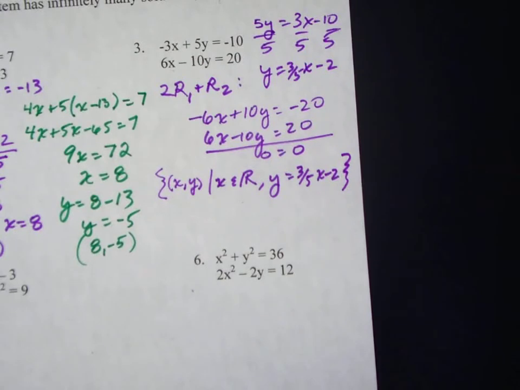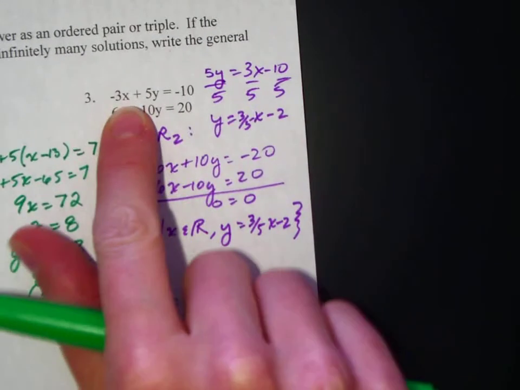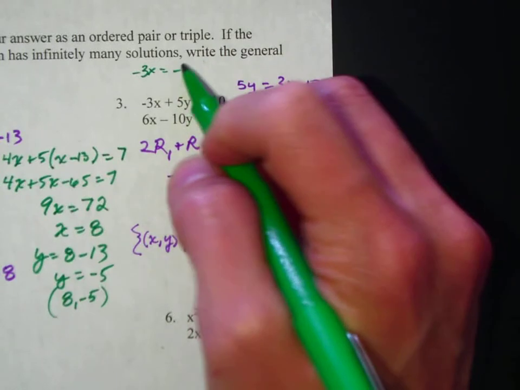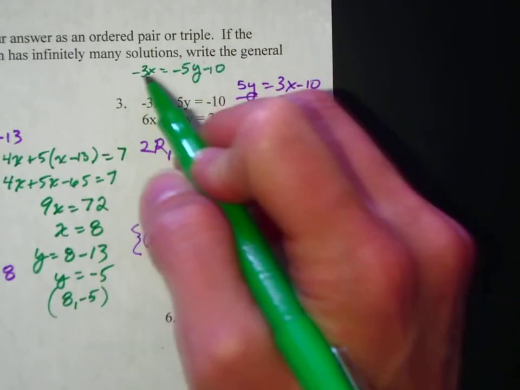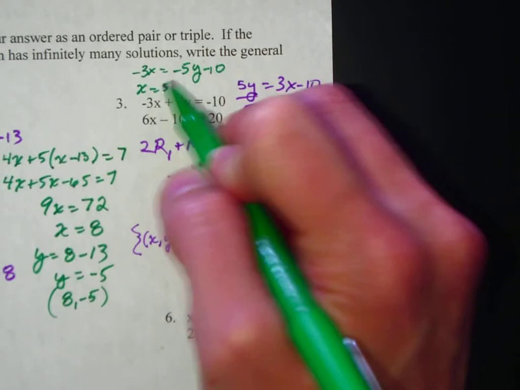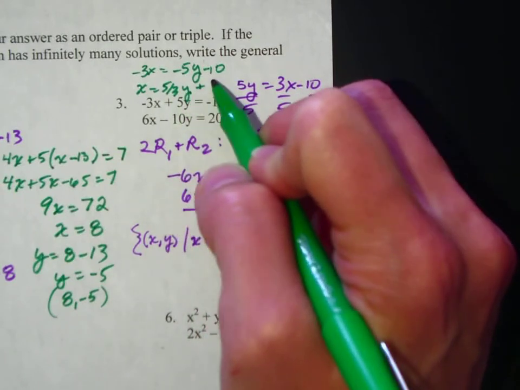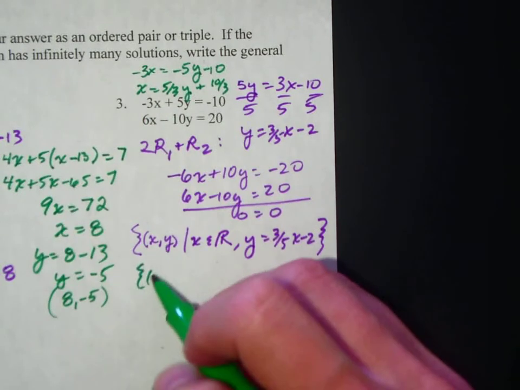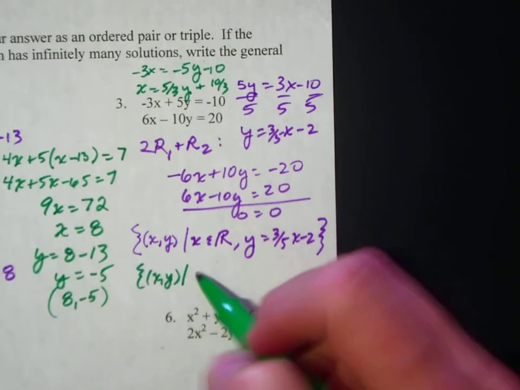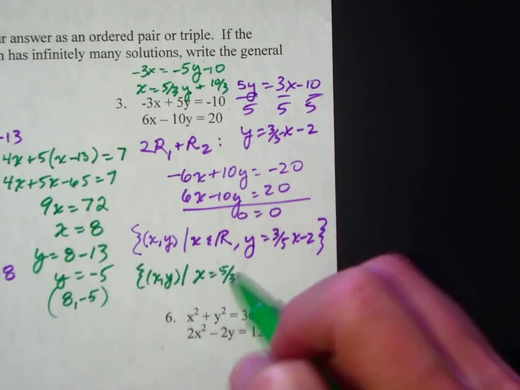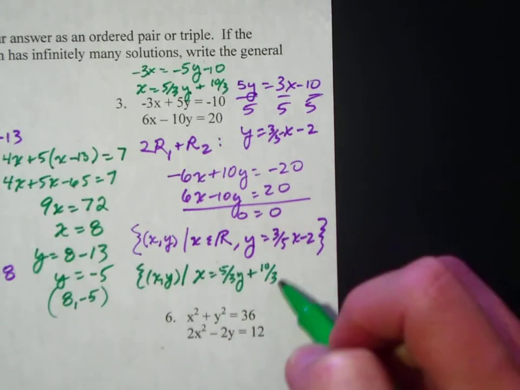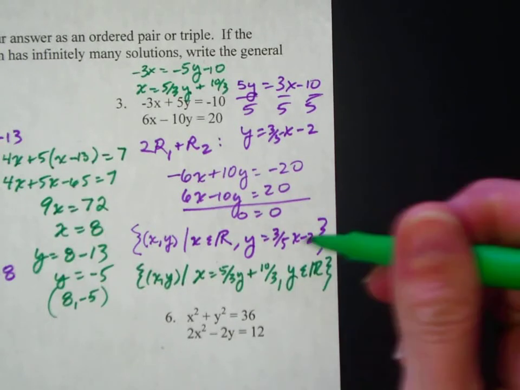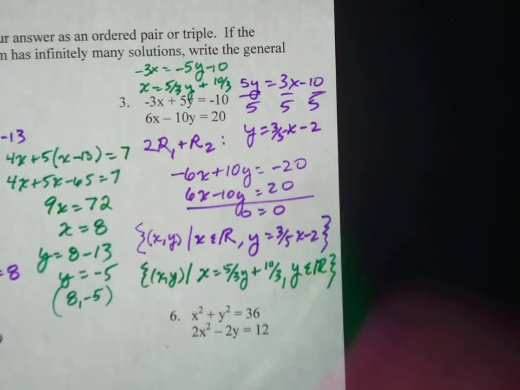Some of you might solve for x instead here. If you solved for x, you would get negative 3x equals negative 5y minus 10. And then you divide everything by negative 3, so 5/3 y plus 10/3. So your solution, had you solved for x instead, will be all the ordered pairs x, y such that x equals 5/3 y plus 10/3, and y is all real numbers. Okay, so only the purple, only the green. You're not going to be doing both of these here.